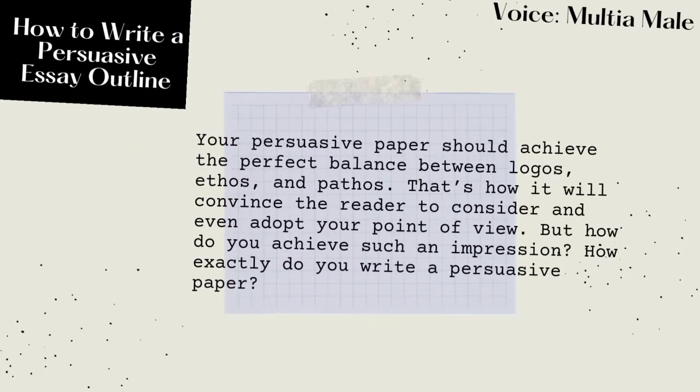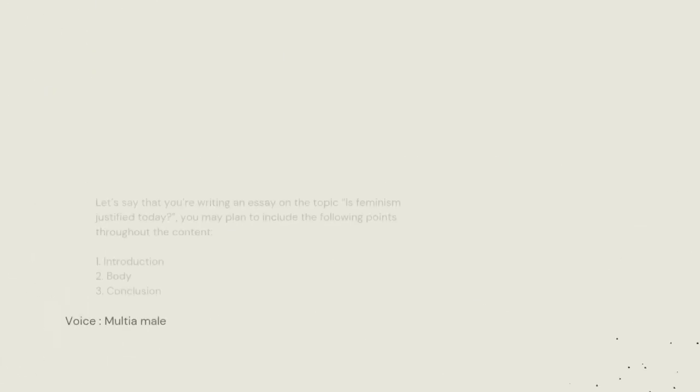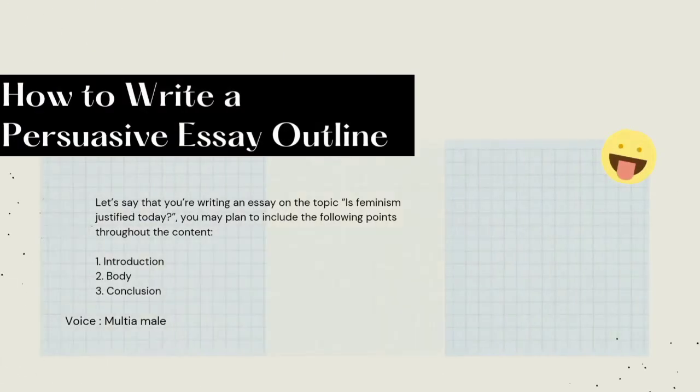How to write a persuasive essay outline. Your persuasive paper should achieve the perfect balance between logos, ethos, and pathos. That's how it will convince the reader to consider and even adopt your point of view. But how do you achieve such an impression? How exactly do you write a persuasive paper? You may plan to include the following points throughout the content.